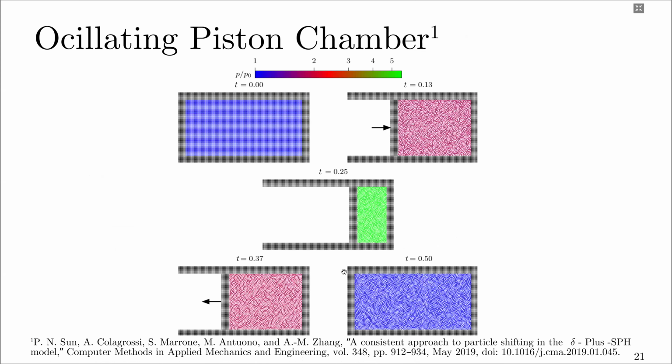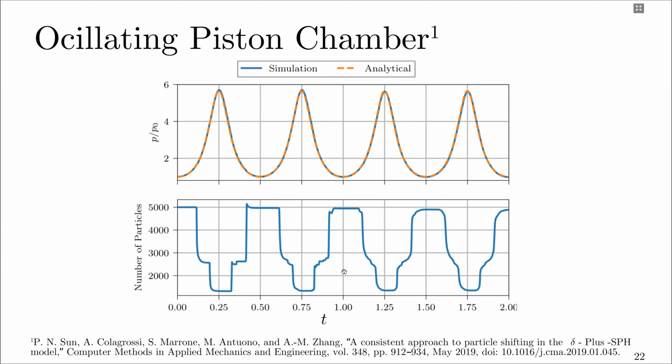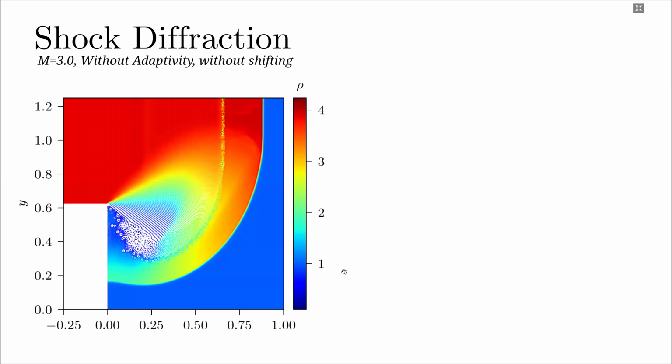There is this piston chamber case where there is a rectangular chamber and the piston moves back and forth. So the pressure increases as the piston moves in and reduces as it moves back. So these are the results. It's in very good agreement. Conservation is nice, very good.